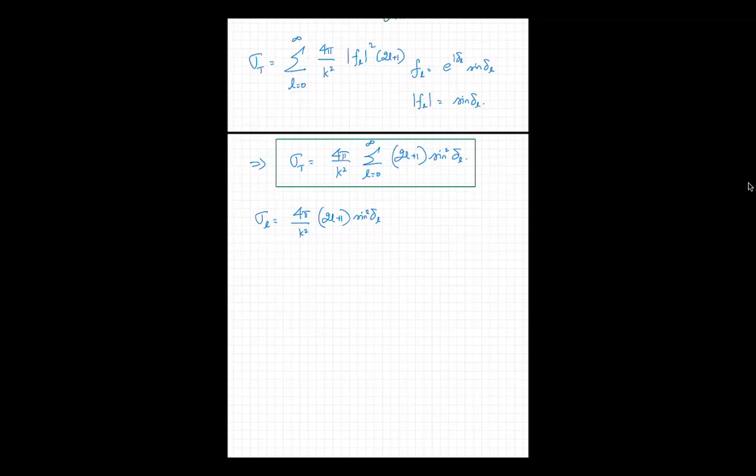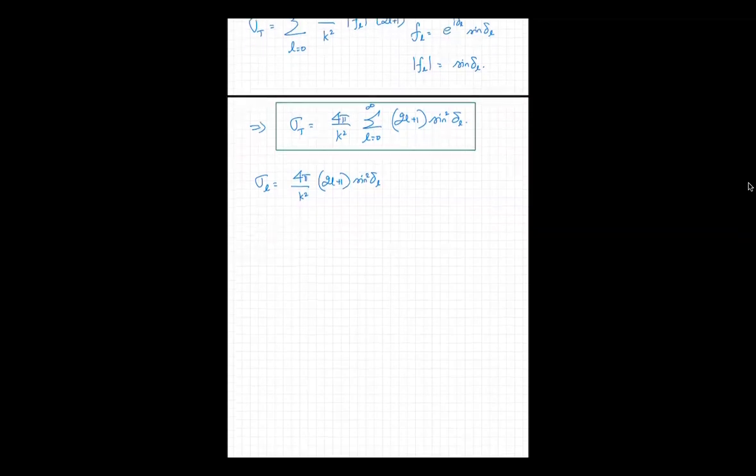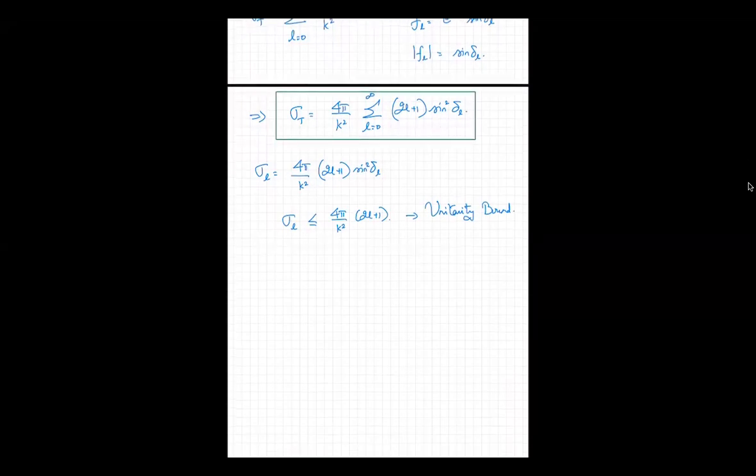Now, it might seem like this is an impossible thing because we have to calculate an infinite number of delta L's, but I will make a sort of hand-waving argument as to why that is usually practically not the case. Remember that each one of these sigma L's is actually bounded, because sine square delta L is bounded by 1, for delta L equals pi over 2. So each sigma L has to be less than or equal to 4 pi over k square times 2L plus 1. Okay, so this is sometimes called the unitarity bound. So the cross section for every single one of these partial waves is bounded by some value, which is given by 4 pi over k square times 2L plus 1, because sine square delta L is bounded by 1. So I can understand the total cross section as the sum of all such partial waves.